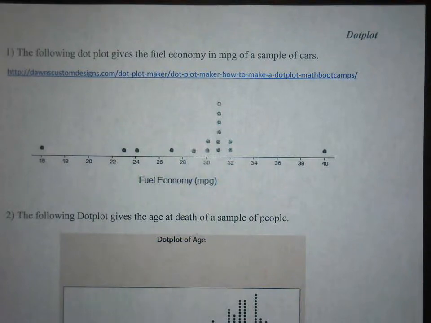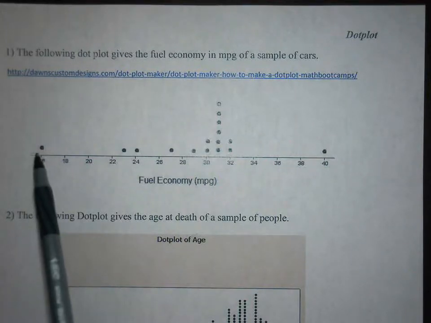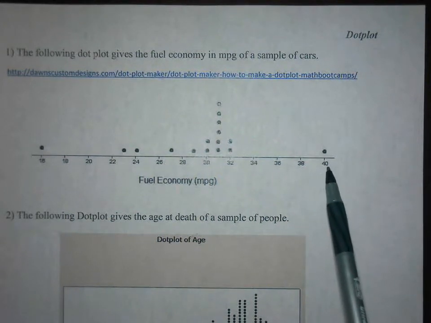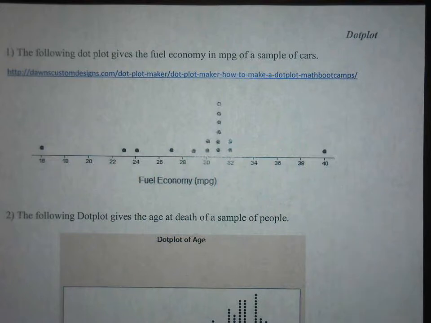Now, one thing we might look at in a set of data is, are there any unusual data values, or are there any outliers? It might appear that 16 is an outlier, and 40 is an outlier, because those look like data values that are far away from what we would expect to find as a typical data value.